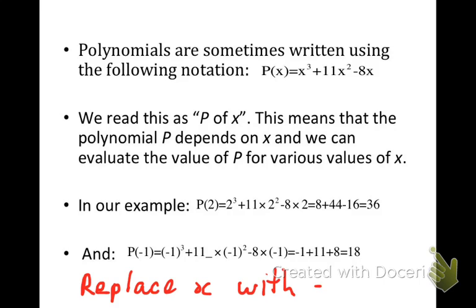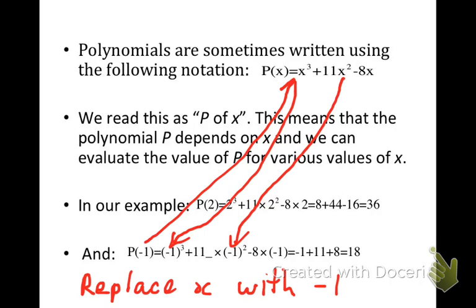And in the second one, if we replace x with minus 1, so instead of x cubed, I write minus 1 cubed. Instead of 11 times x squared, I write 11 times minus 1 squared. And instead of minus 8x, I write minus 8 times minus 1, and we evaluate that to get 18. So p of minus 1 equals 18.